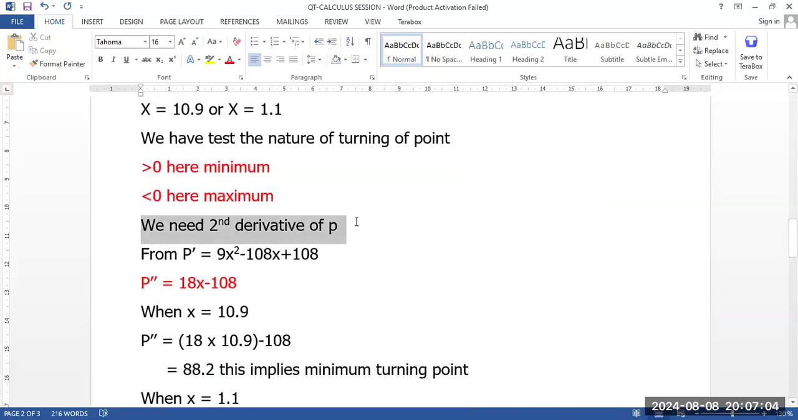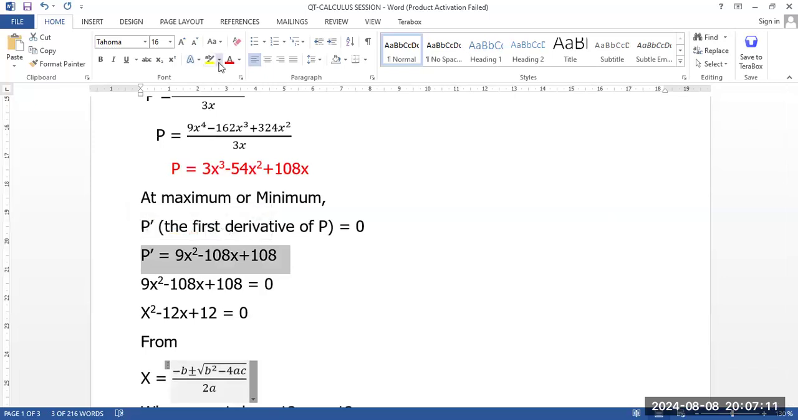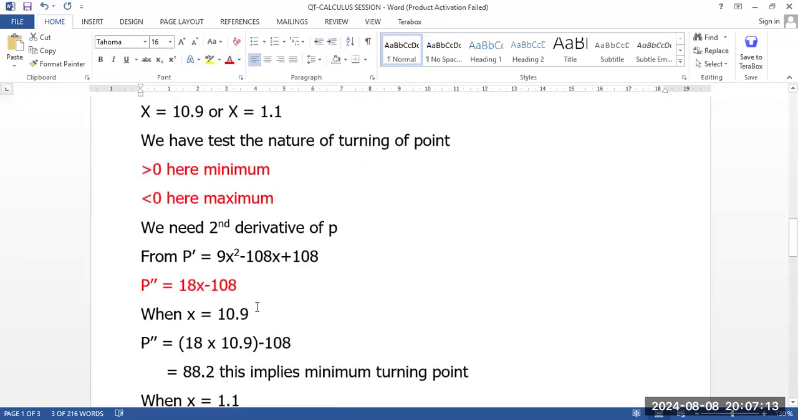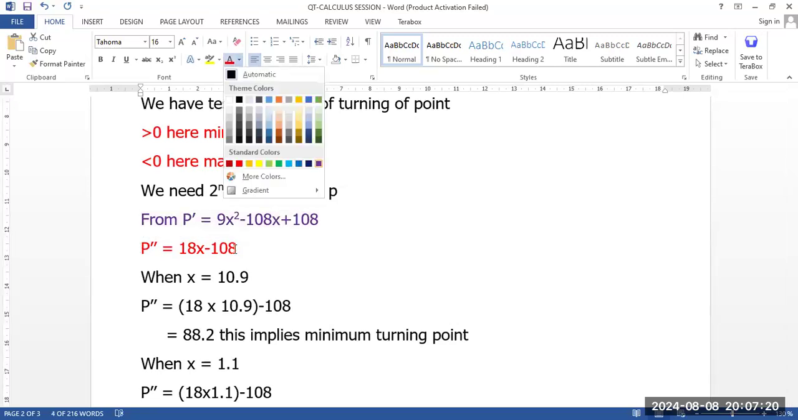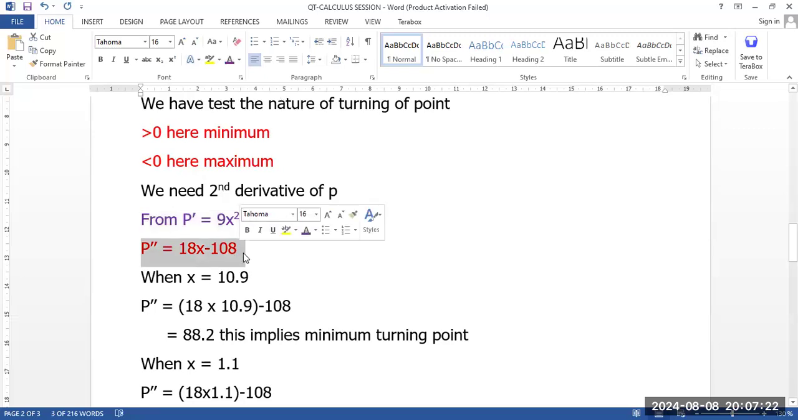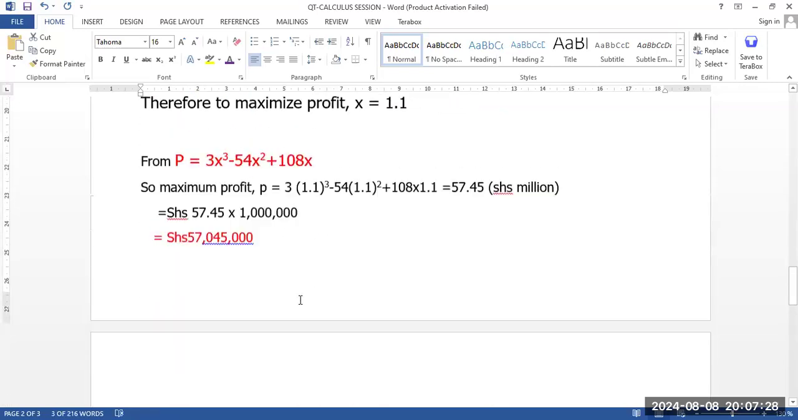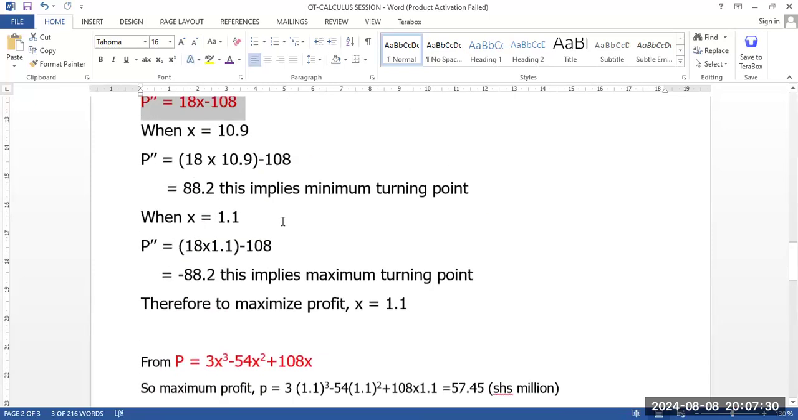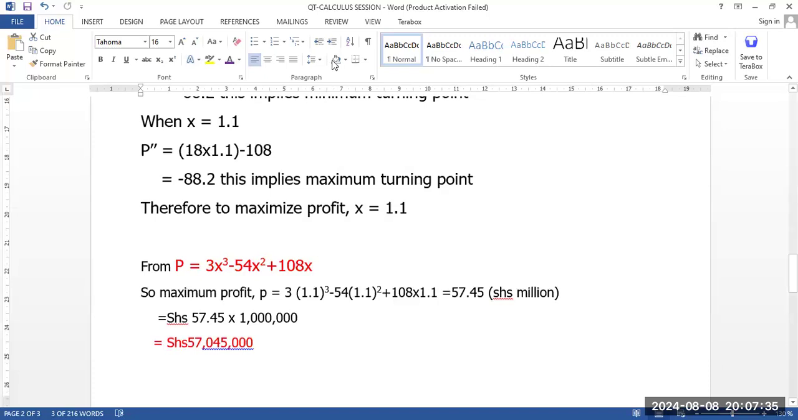So get your second derivative from your first derivative. This was our first derivative. You differentiate for the second time, and you get this. Substitute and get all that. I believe there is no question here. But if there is a question, ask please before we proceed.